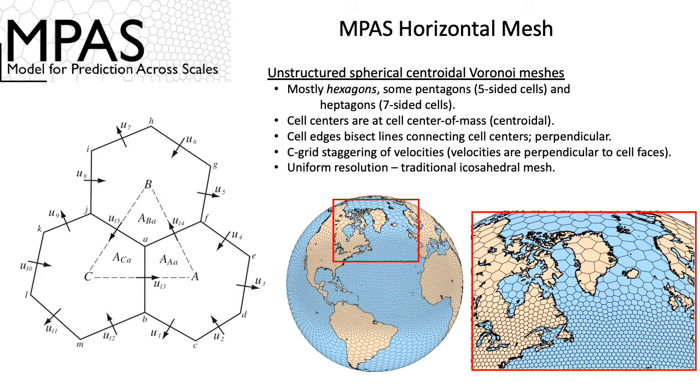MPAS is built upon an unstructured centroidal Voronoi mesh that we use on the sphere, although we also have the capability of simulating on Cartesian planes. And that mesh is depicted in the left side of the slide here. What distinguishes this mesh and the properties we take advantage of is the fact that the cell centers are the center of mass of the mesh, and the lines connecting the cell centers here, A to B, are bisected by the cell edges and are perpendicular to the edges.